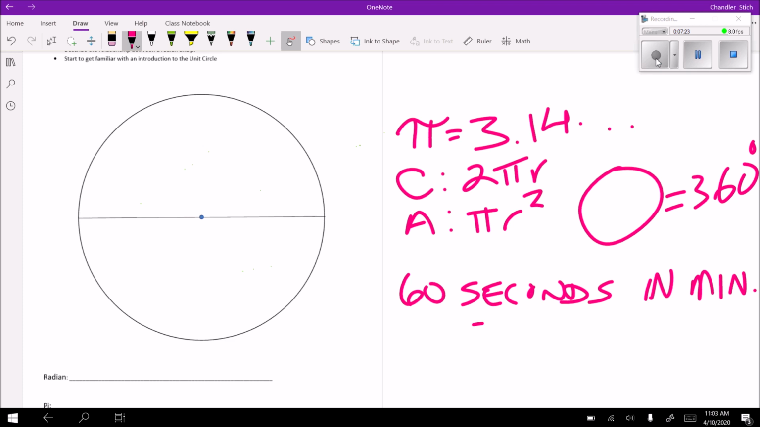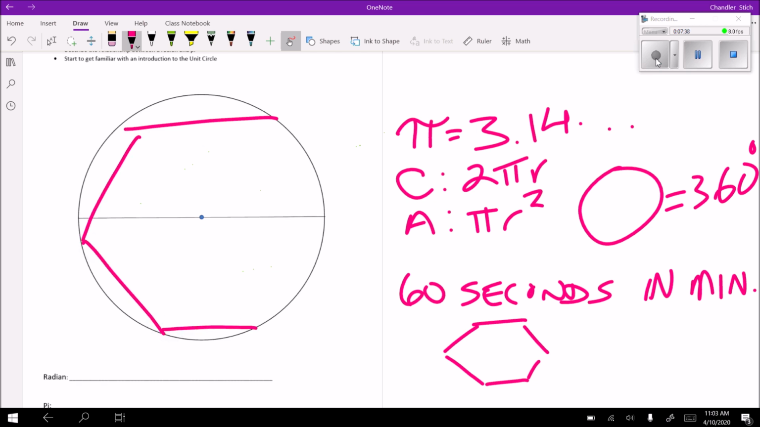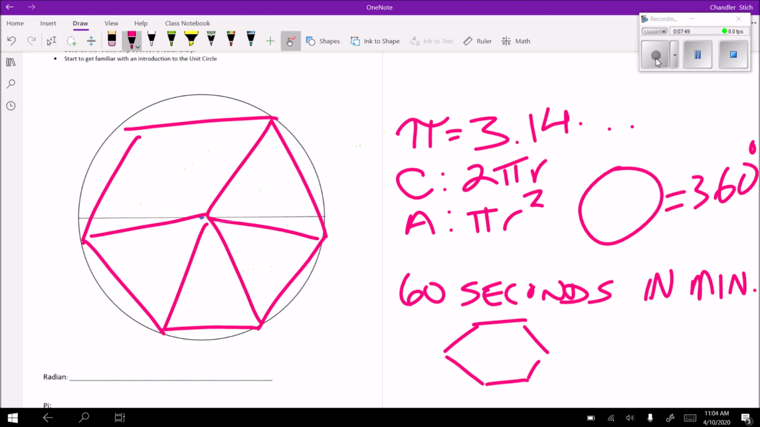So if you think about a hexagon, if you take 360 or a circle and make a hexagon out of it, let's see if I can do it. This is not perfect, but whatever. You put a hexagon in there. Well, there's 6 different triangles. 60 times 6 would be 360. So that's where that idea comes from, that maybe the Babylonians are the reason that we use 360 degrees.